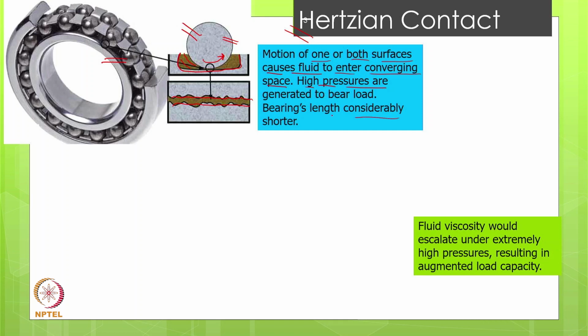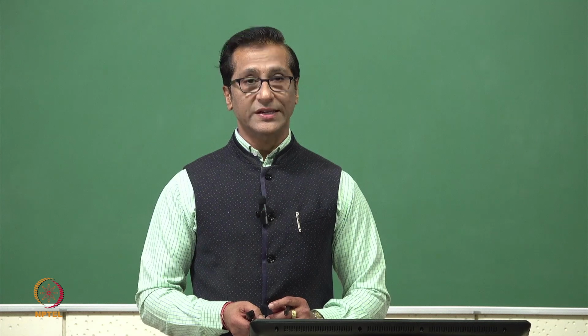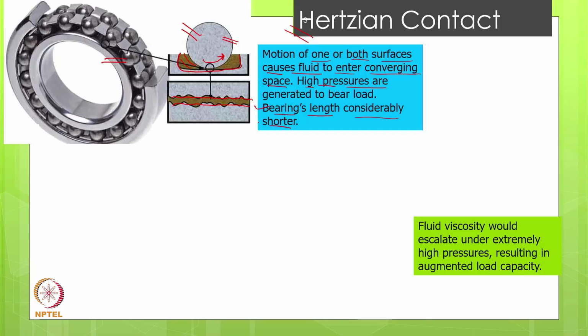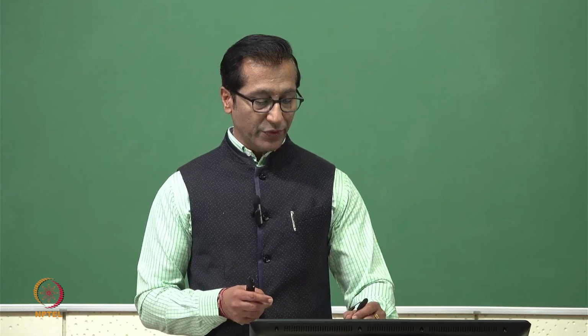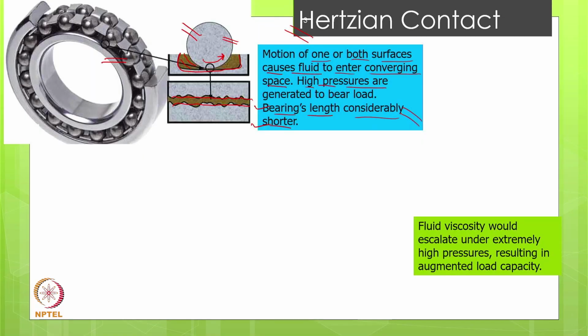Another point is that if we compare the bearing which we studied in a previous lecture, in that case the bearing length here is shorter, and that's the trend. We don't keep the bearing length very large, because the effect of bearing length is lesser compared to diameter. Diameter is much more sensitive compared to bearing length. That's why we prefer to use a smaller length bearing, and here it has been given that way.